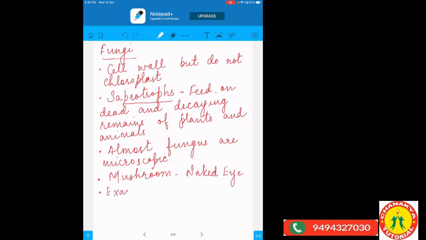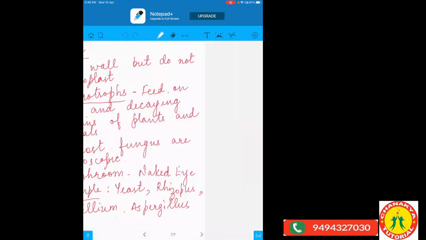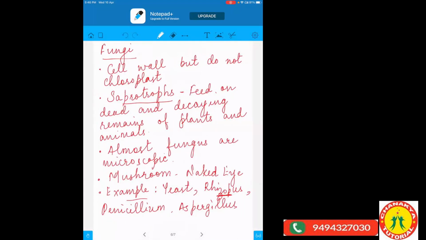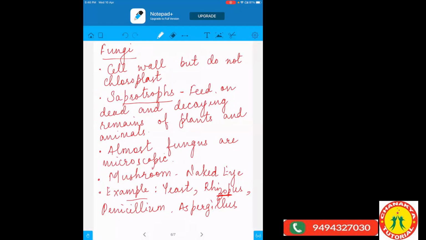The examples of it are yeast, rhizopus, then penicillium, and aspergillus also we have. These are a few examples of fungus. Even the bread which is kept for a longer time can cause fungus. That is called rhizopus actually, the bread mold. The other name of the bread mold is rhizopus. This is what we get from the rotten bread.